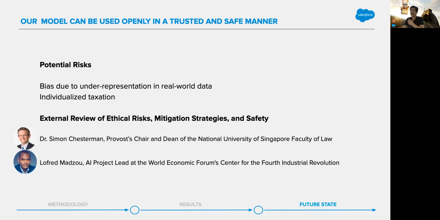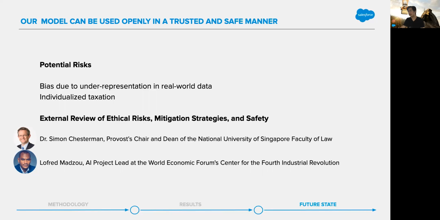Now, finally, I'll mention that with any technology, there are benefits and risks. And in this case, we've done our own ethics analysis of this work. One of the potential risks in the future is that if we do use real world data, there's a risk of bias. For instance, if certain groups are underrepresented in that data, then your economic simulation will be biased. That's something that you have to be really careful about.